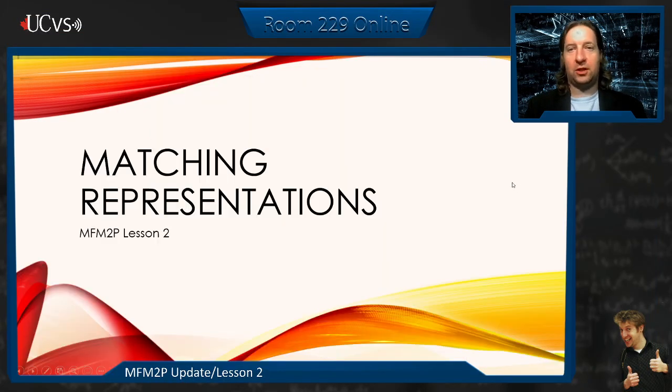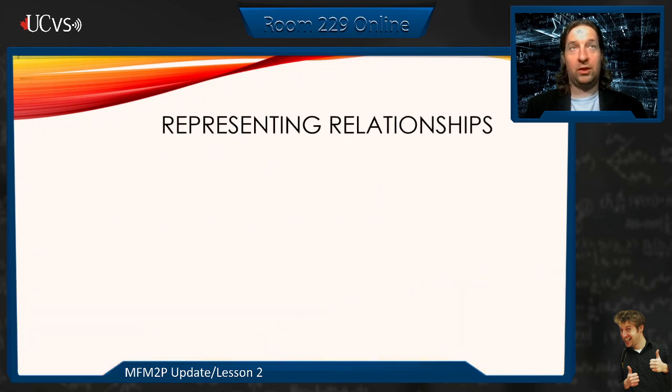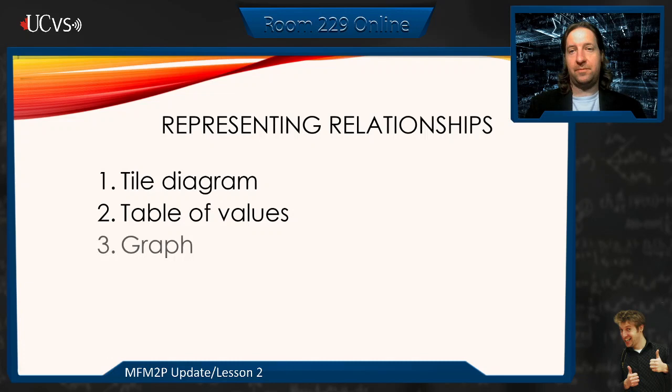So this is called matching representations. We're going to look at how relationships can be represented using different methods. The different methods we're going to look at are a tile diagram, a table of values, a graph, and most simply, just words. We can use all four of these to represent the same relationship, and we can look at the connections between them.